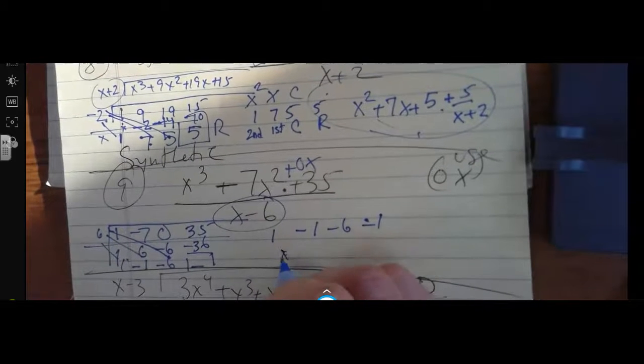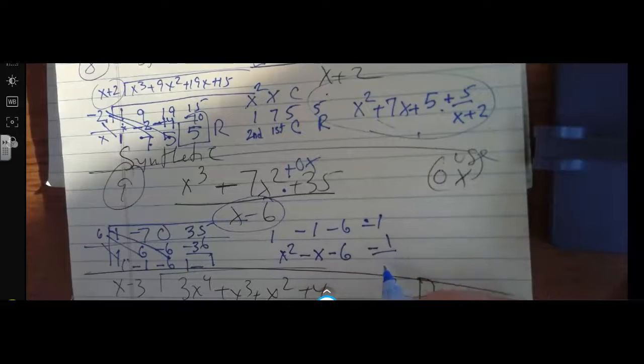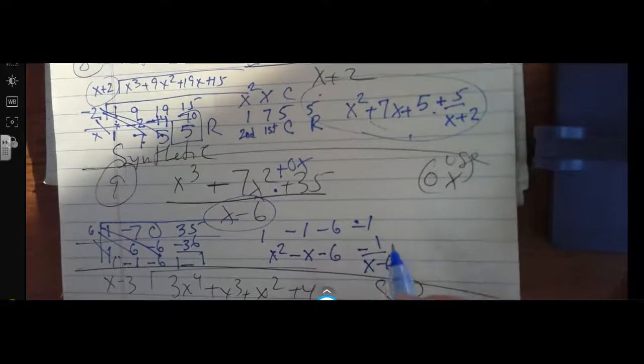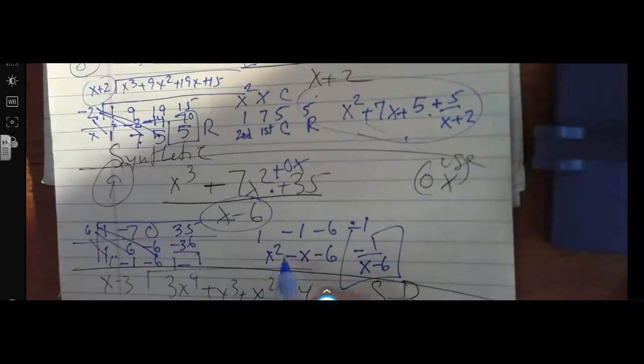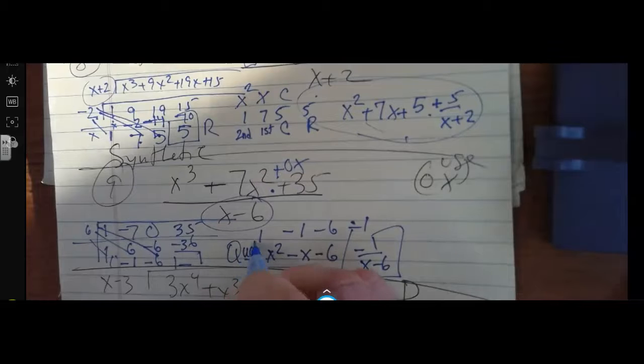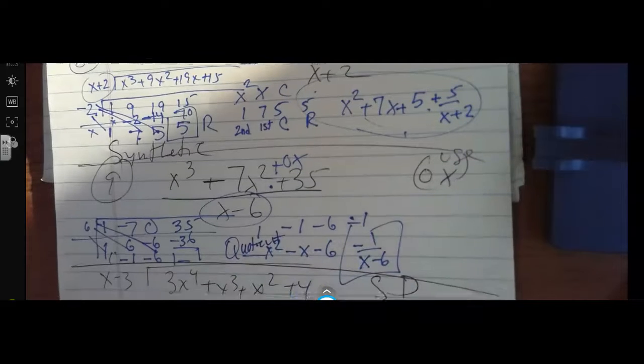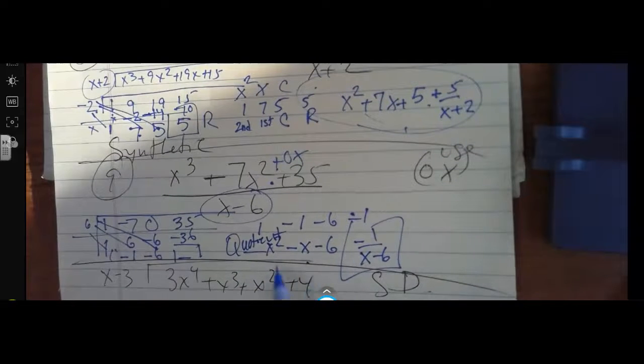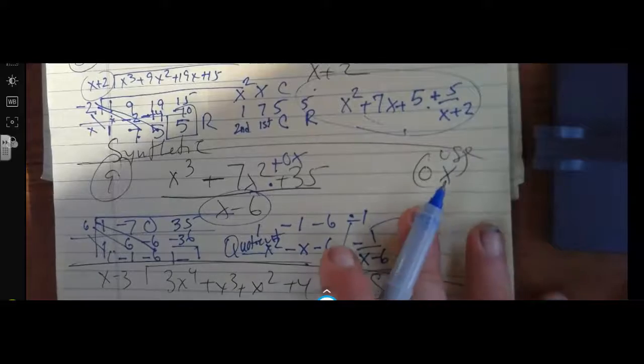That means we have 1x squared minus x minus 6 and the remainder of negative 1, so it's negative 1 over x minus 6. This part's our remainder, that part's our quotient. This part right here is called a quotient. Quotient, like a full number answer, then a remainder.